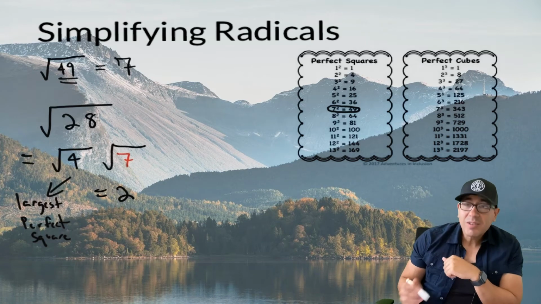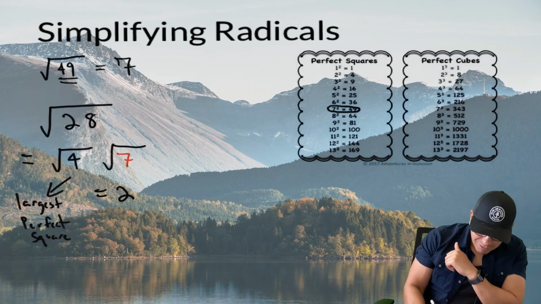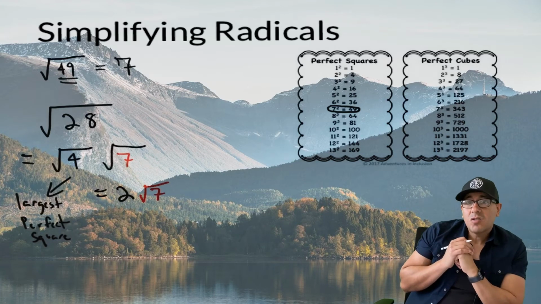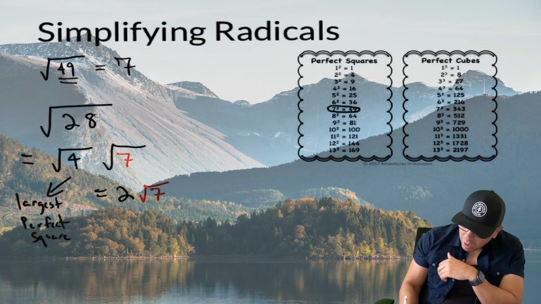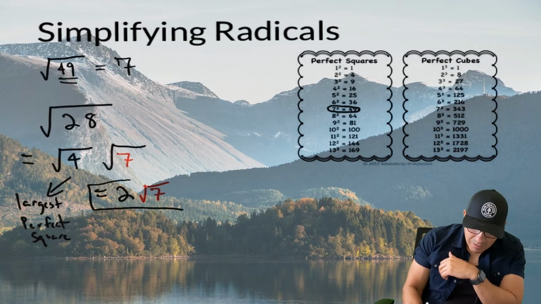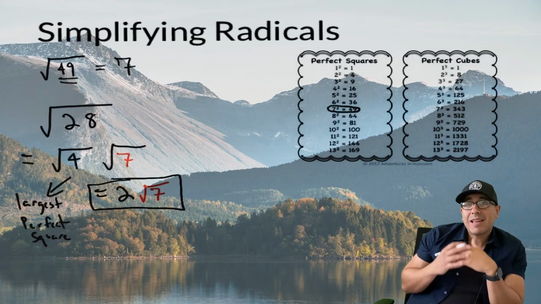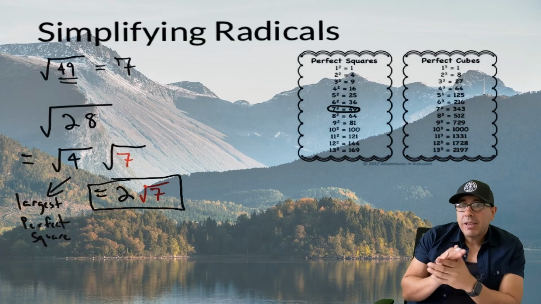And then the square root of 7, I don't know, right? So we just drop it like it's hot. Boom. So it stays the square root of 7. And this is how we simplify radicals, right? That's as far as we could go, because at 7 you cannot break it up anymore.